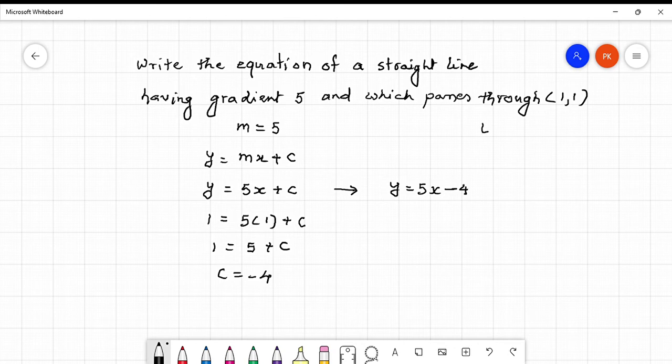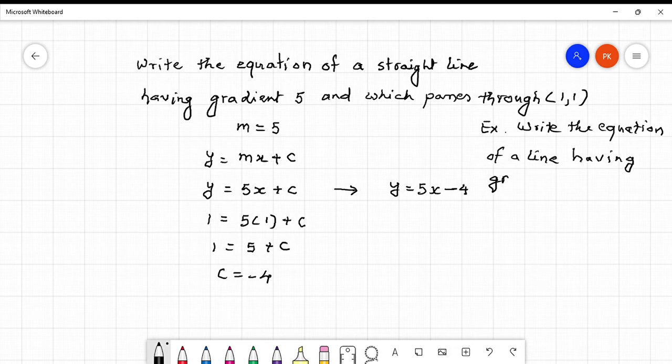Okay, take a similar problem here. Write the equation of a line having gradient -1 and which passes through (3, 0).